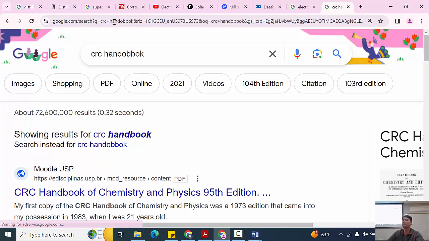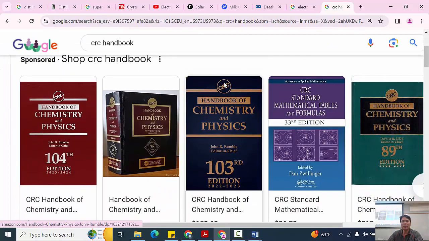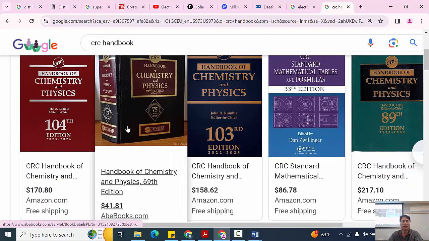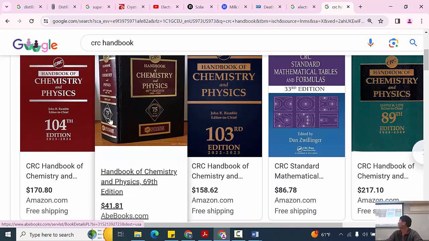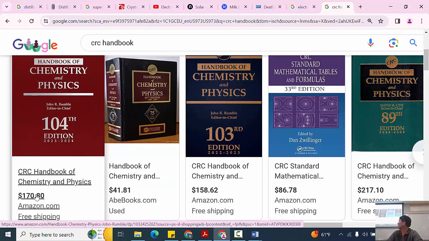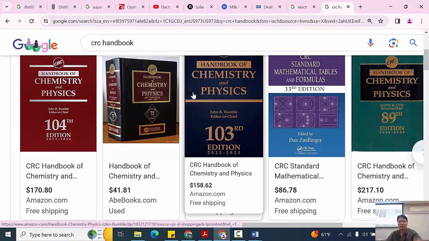We have a copy of the CRC Handbook. I'm going to bring it in. Every year it's updated and reviewed. So this is the 104th edition. That's what we're currently on. There's 104 years of the CRC Handbook of Chemistry and Physics. They update it every year to put in the latest data. It's a very thick book. It's $170, so it's not that expensive. The price hasn't changed much over the years.